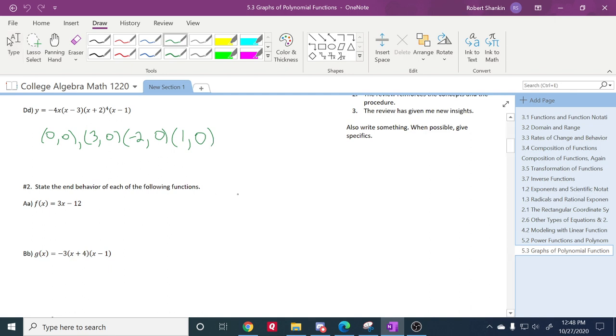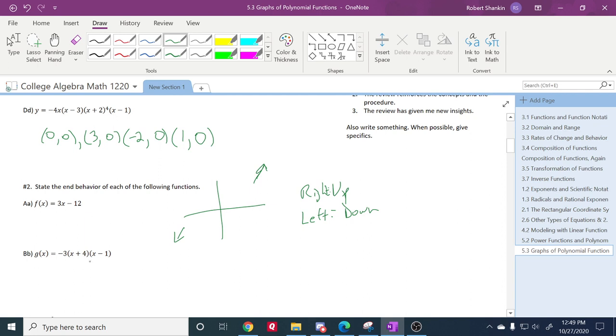Okay, so for A, you could do it like this. You could say, when x is really, really large, this whole thing is going to go up on the far right. And on the far left, x is a huge negative number, it's down. Or you could say, on the far right, it's up. On the far left, it's down. And so that's the end behavior for A.